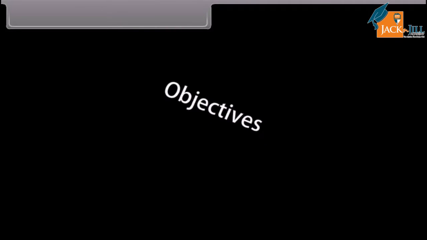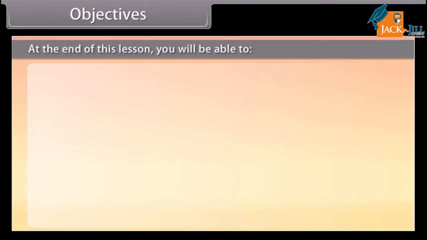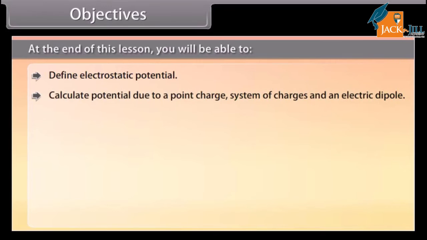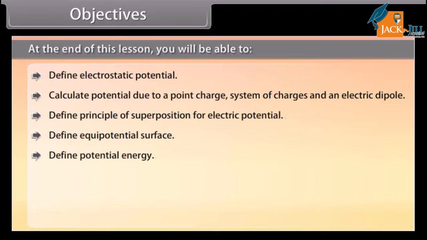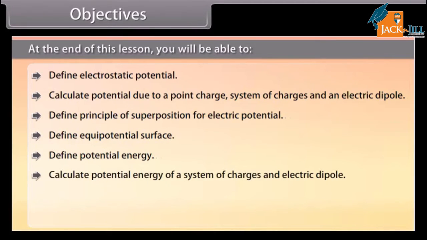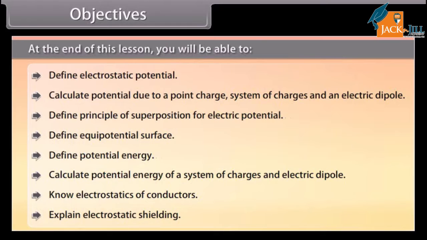Objectives. At the end of this lesson, you'll be able to define electrostatic potential, calculate potential due to a point charge, a system of charges, and an electric dipole. Define the principle of superposition for electric potential. Define equipotential surface. Define potential energy. Calculate potential energy of a system of charges and an electric dipole. Know electrostatics of conductors. Explain electrostatic shielding.